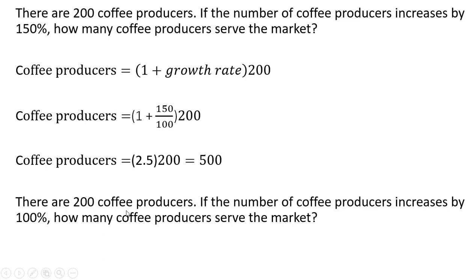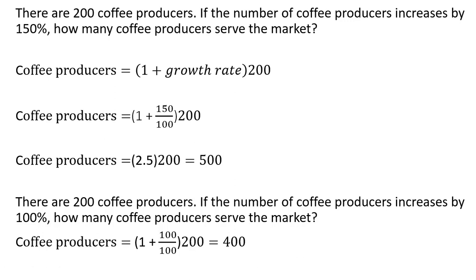Another example, there are 200 coffee producers in the market. If the number of coffee producers increases by 100%, how many coffee producers serve the market? So very similar to last time, except our growth rate here is a little bit smaller, and this is going to just simplify to 400. So a 100% increase leads us to now 400 coffee producers in the market. Okay, moving on.